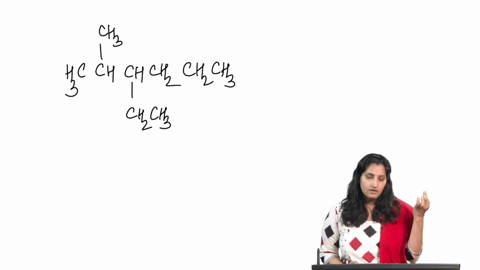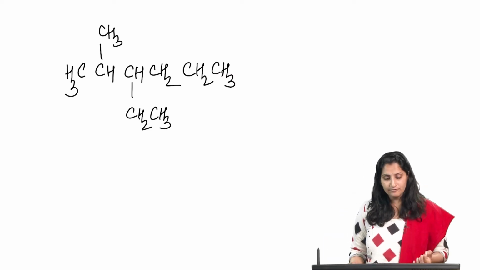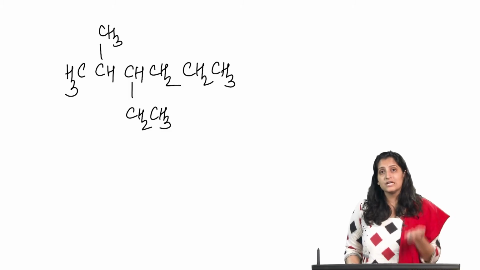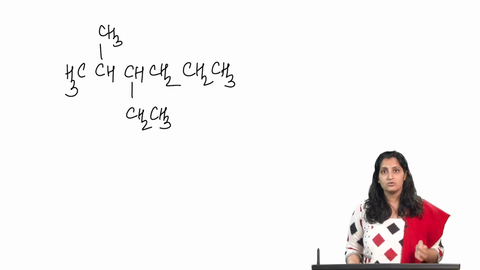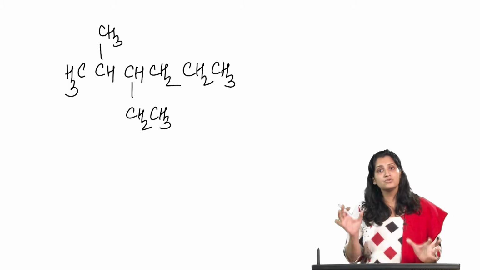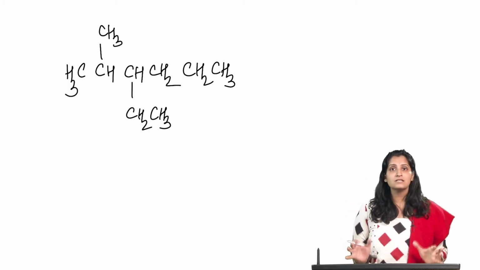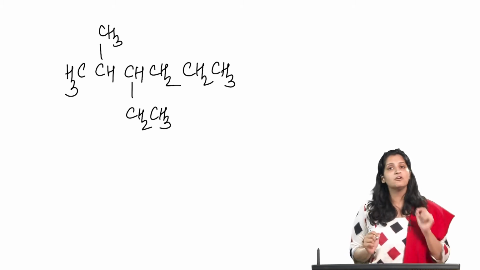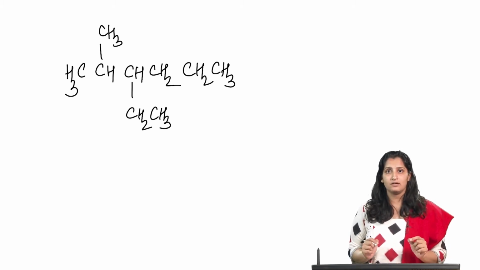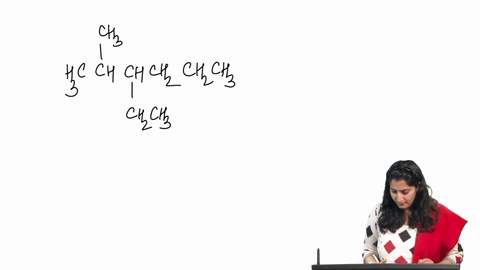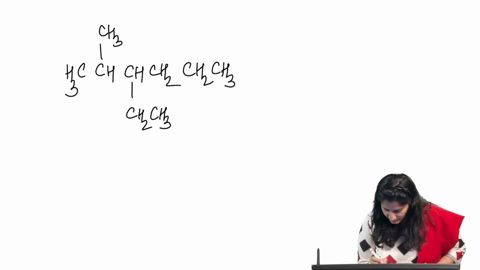Now, let us look at some more details of this particular rule. If there are different chains of equal length, so let us say I have 2 chains which are of equal length, how do I choose which one? If that is the case, then what we do is we choose the one with the largest number of branch points as the parent. For that I am going to use this particular example.